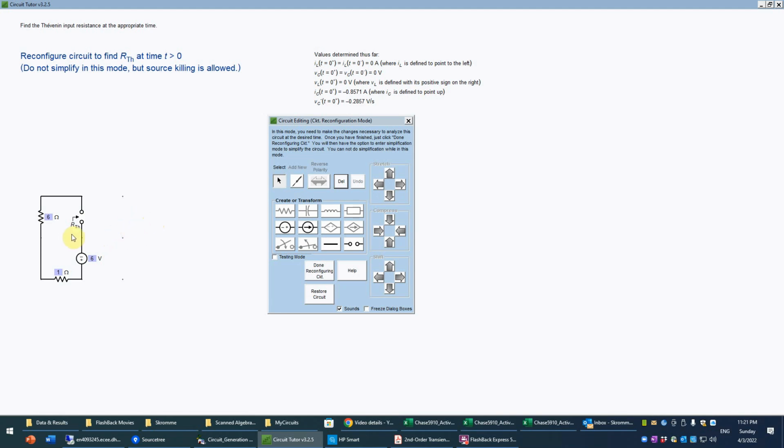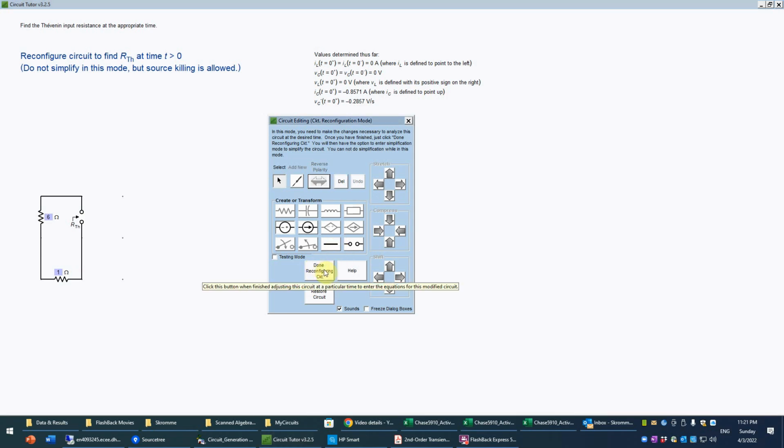Now, the last thing I want to do here before exiting the circuit editor, I am allowed to kill sources in this particular mode. And so remember that when you're evaluating RTH, you do have to kill all the independent sources. So in this case, we want to turn this to 0 so that we can correctly see that resistance. So we're going to change that to a short. You could also do it after you come out of the circuit editor, going back in basically, but this saves a step.